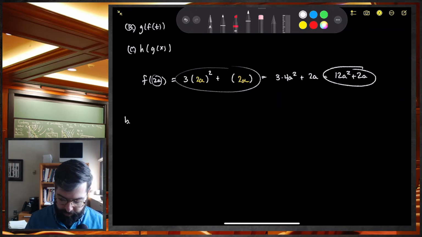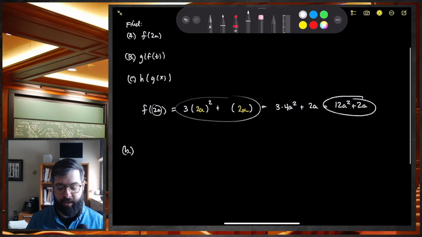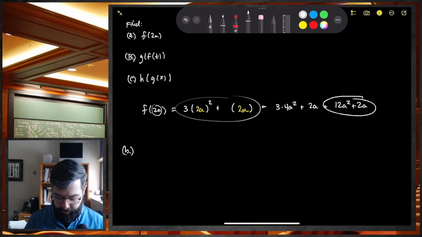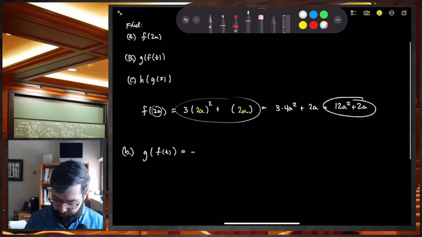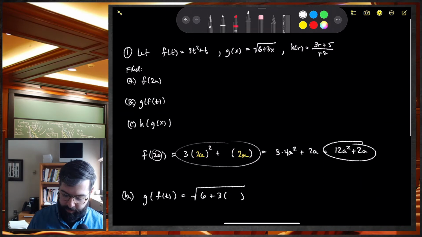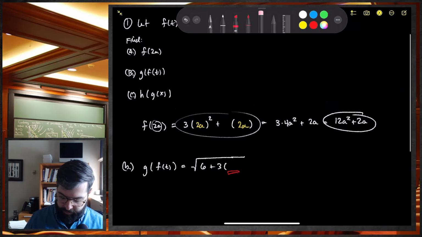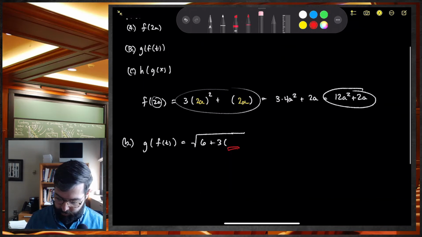So for b, it's saying now, instead of giving us the expression to input, I want you to input f into g. So what is g of f of t? That means I'm going to take the rule for g, which is radical 6 plus 3 times my input. All right, 6 plus 3x. But in this input, I'm inputting what? I'm inputting f into here. So I'm going to give myself a little room. Say this is 3t squared plus t.